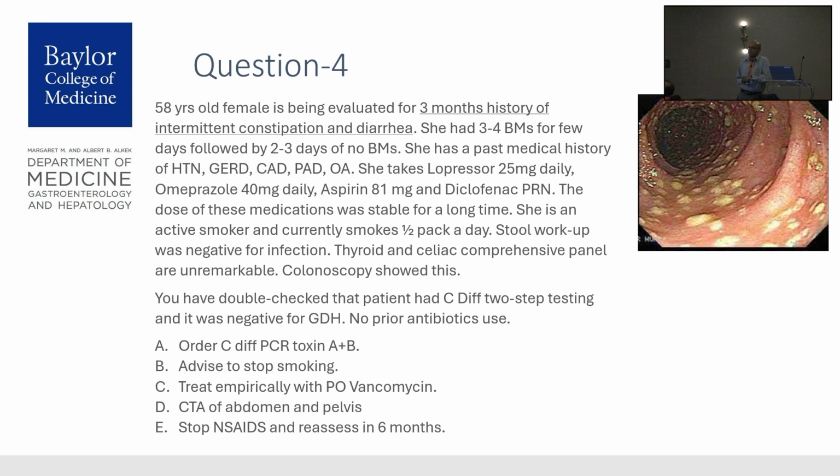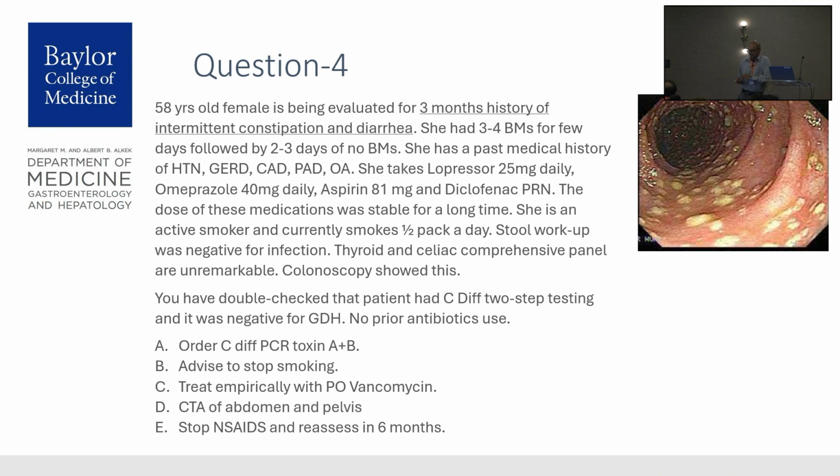So you order a repeat C. diff with maybe a different test, like a PCR, or just stop smoking, start PO vancomycin, or use a CT angiogram, and a review of medication, stop NSAIDs, and reassess in 6 months. Okay, so what is this condition?